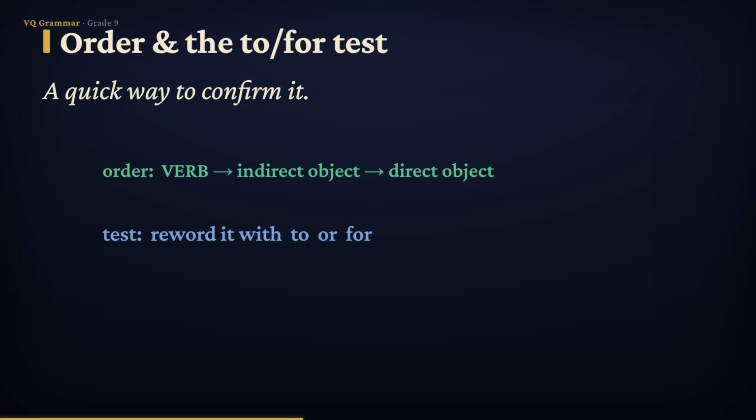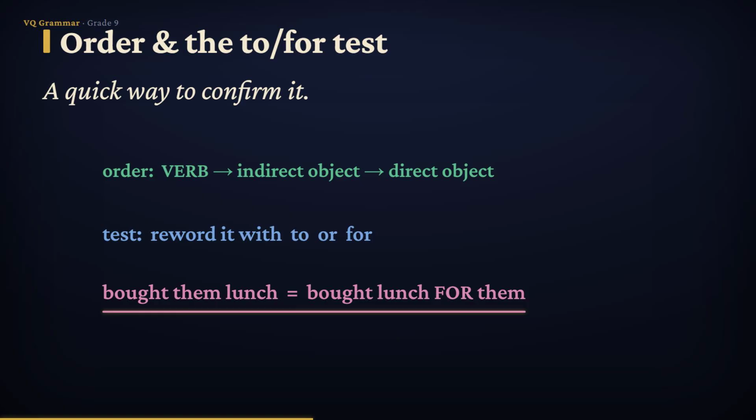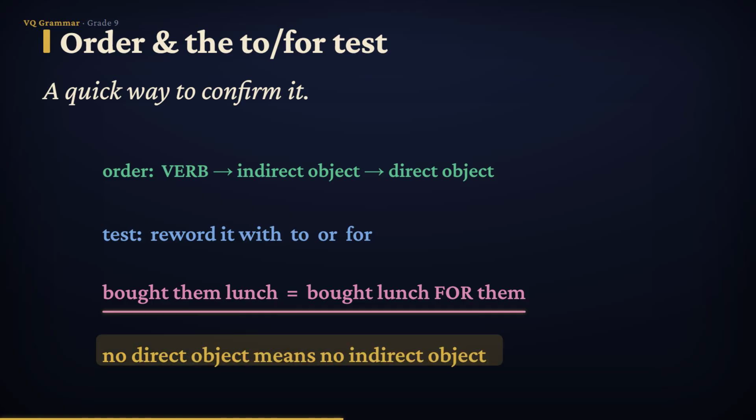Here's the rule that keeps everything straight. The order is always the same. Verb, then indirect object, then direct object. And there's a neat test to confirm an indirect object. You can reword the sentence using the little words to or for. Take bought them lunch. You can rewrite it as bought lunch for them, and it still means the same thing. So them is the indirect object. One last crucial point. You can only have an indirect object when there's also a direct object. No direct object means no indirect object, ever.